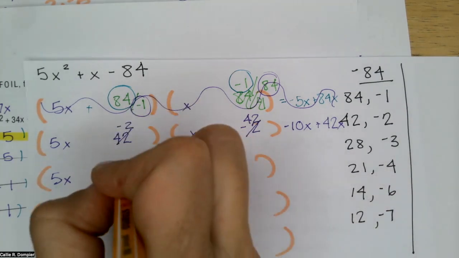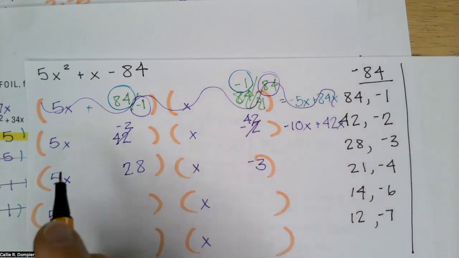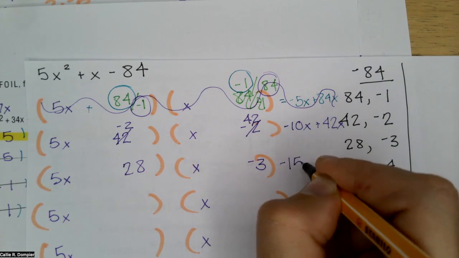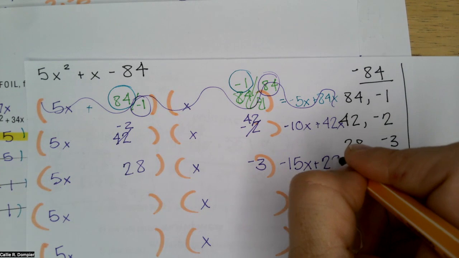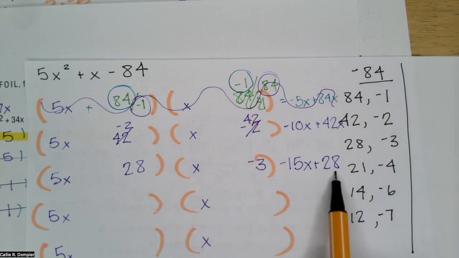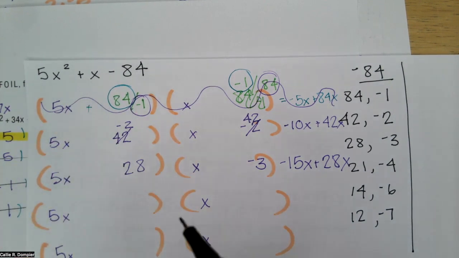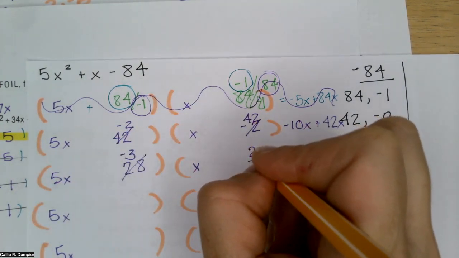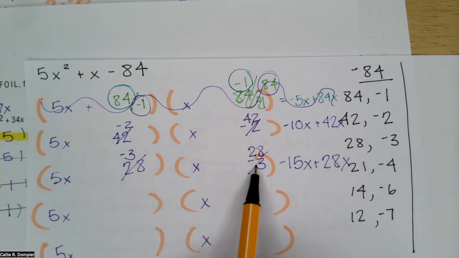28 and -3. 28, -3. 5x times x is 5x squared. 5x times a -3 is a -15x. And then 28 times x is plus 28x. -15x plus 28x, sorry, does not give me a positive x. What about if I put the -3 here and the 28 there? 5x times 28 is going to be an enormous number, so no.